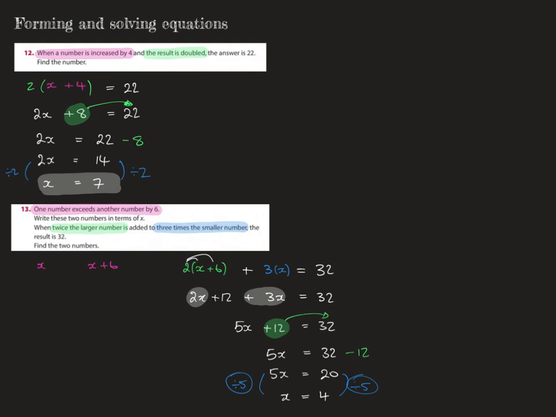Let me just see, is that the final answer? Find the two numbers. Okay, so one number will be x equals 4, and we need to find the other number. And how we find the other number, I'm just going to put them up here, because it'll be 4 plus 6, so the other number will be 4 plus 6, which is 10. So the two numbers are going to be 4 and 10.